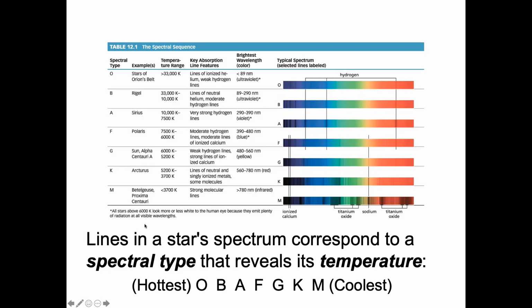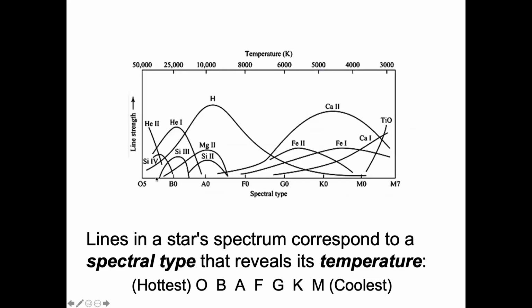Okay, so now I'm just going to skip ahead a little bit. This is a diagram, a graph showing temperature on the top axis and spectral type on the bottom axis. You notice how the temperature axis and the spectral type axis are parallel, because they're measuring similar things. Again, the O spectral type is the hottest, M spectral type is the coolest, and then we have the strength of lines from different atoms and molecules.